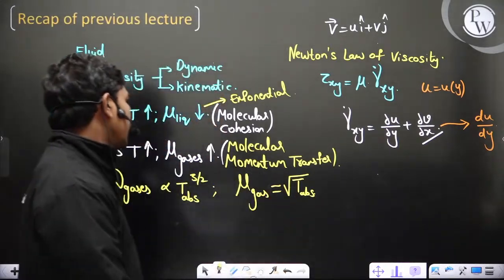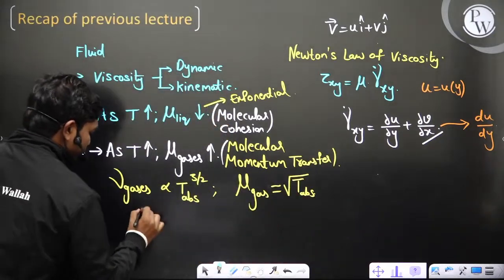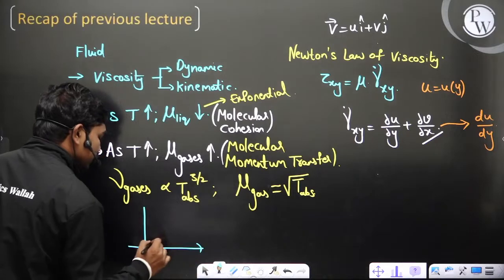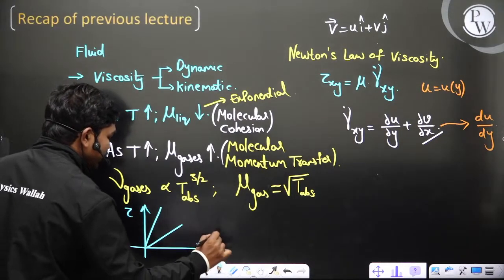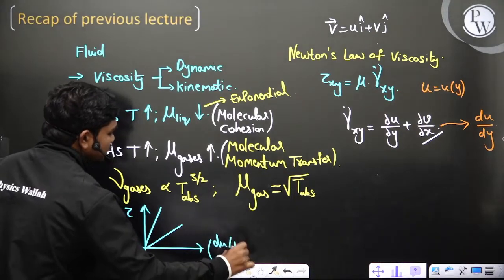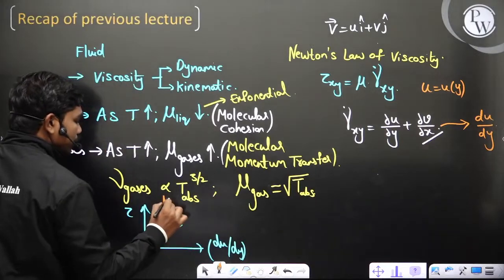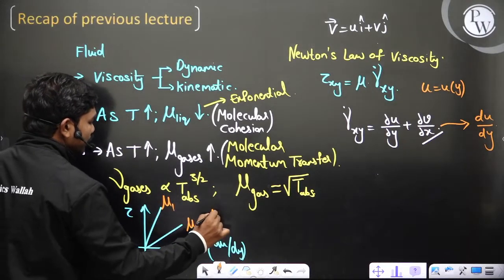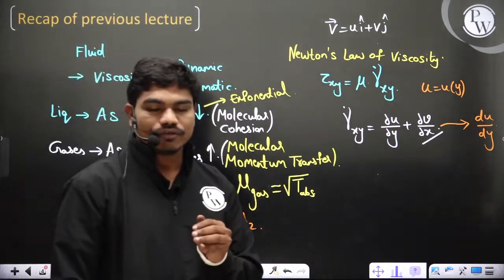Again from here, I told you one thing: if you take any curve, for example two fluids like this, where this is tau and this is du by dy, if these two are Newtonian fluids, then this fluid has dynamic viscosity mu1, and if this is mu2, definitely mu1 is greater than mu2. And yesterday I left one particular point.